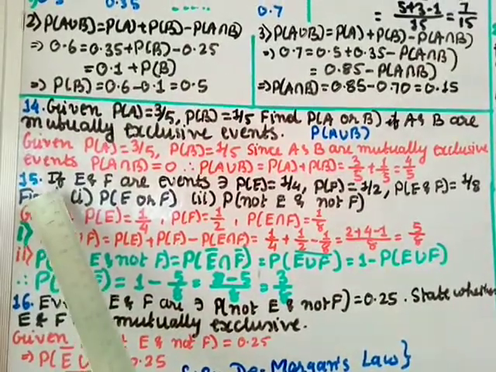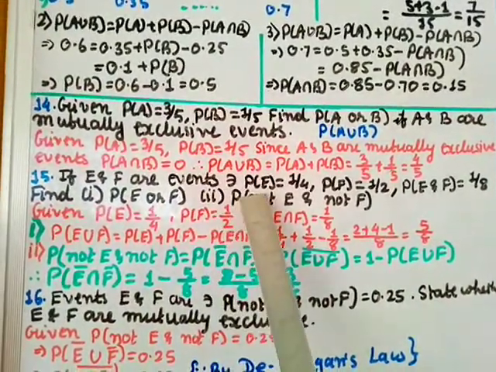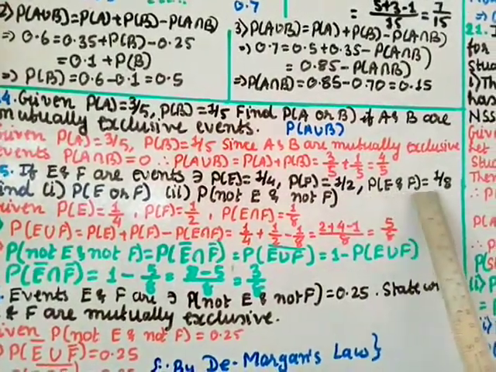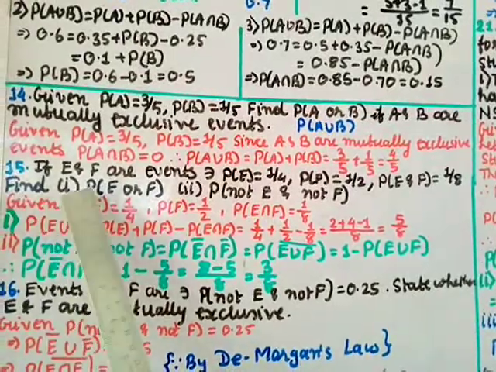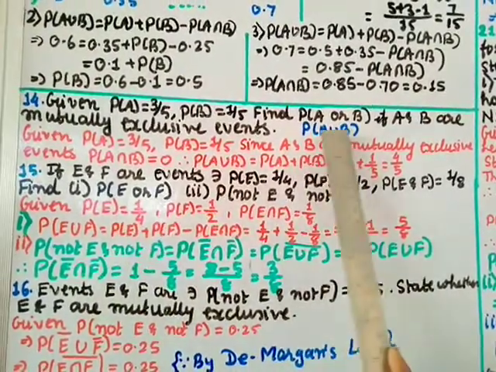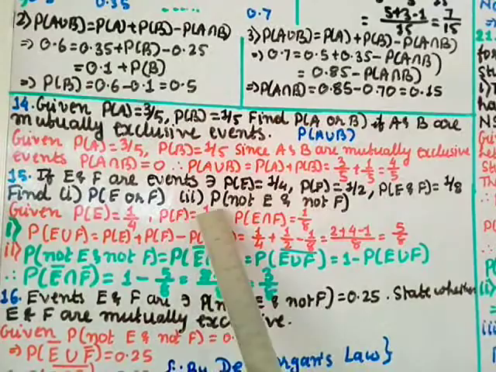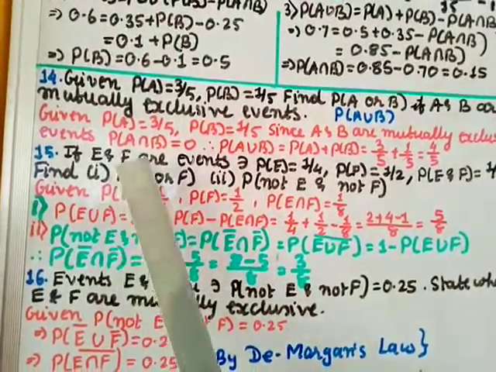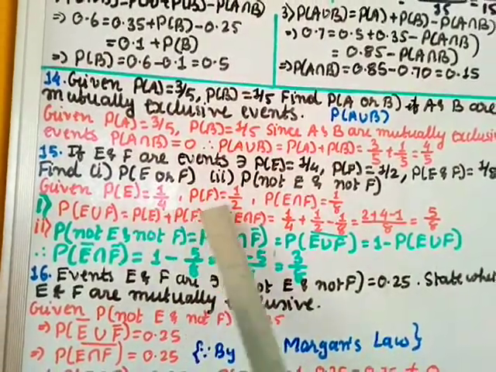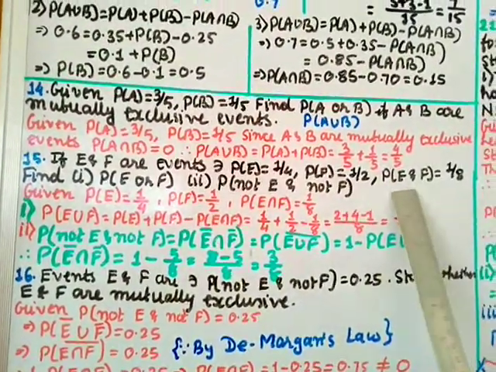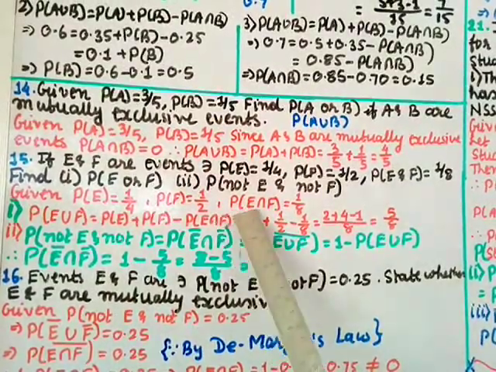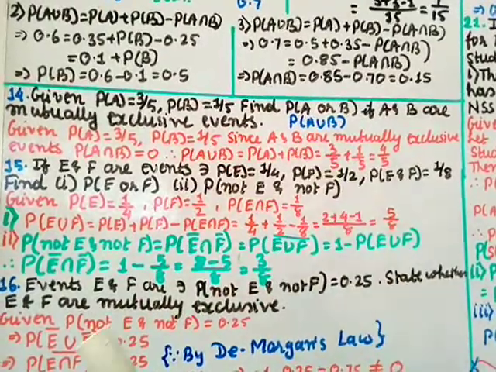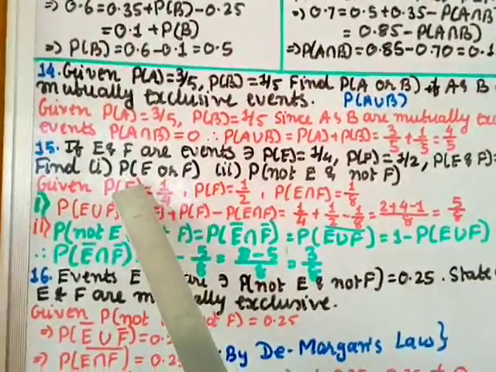Number 15. If E and F are events such that P of E equal to 1 by 4, P of F equal to 1 by 2, P of E and F equal to 1 by 8, find number 1, P of E or F. E or F means E union F. Number 2, P of not E and not F. Given that P of E equal to 1 by 4, P of F 1 by 2, and P of E and F, that means P of E intersection F, is given to you 1 by 8. And means intersection, and or means union. So in part 1 let us find P of E or F.